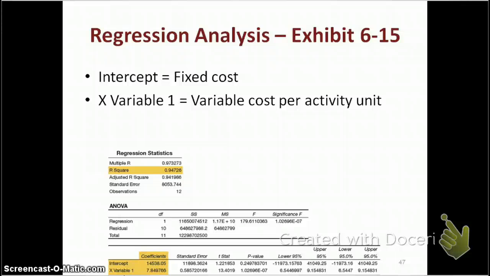So you get both your F, which is your intercept, and you get your V, which is your variable cost per unit. The third item here is your R square. R square is called the goodness of fit, and basically the value of the R square shows you how well the data points fit your cost equation, whether you should rely on your cost equation or not. So that's what the R square shows.